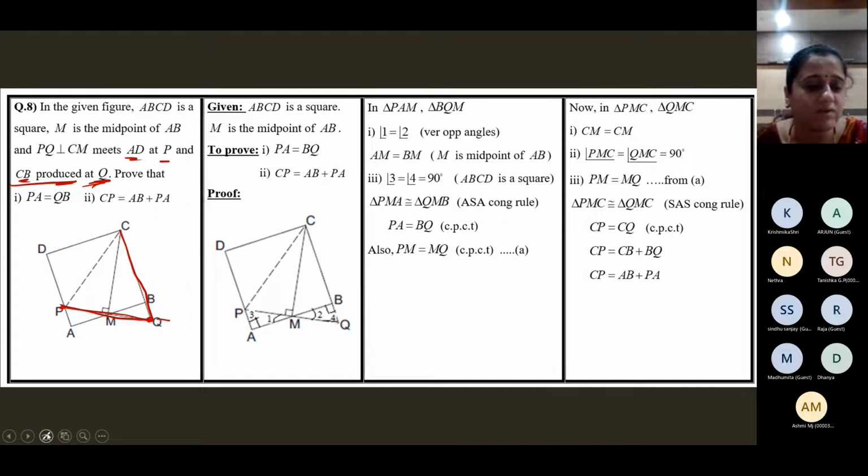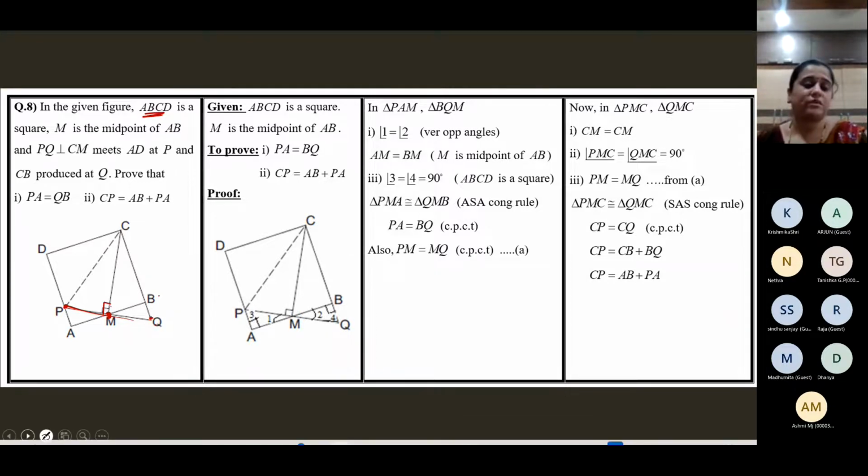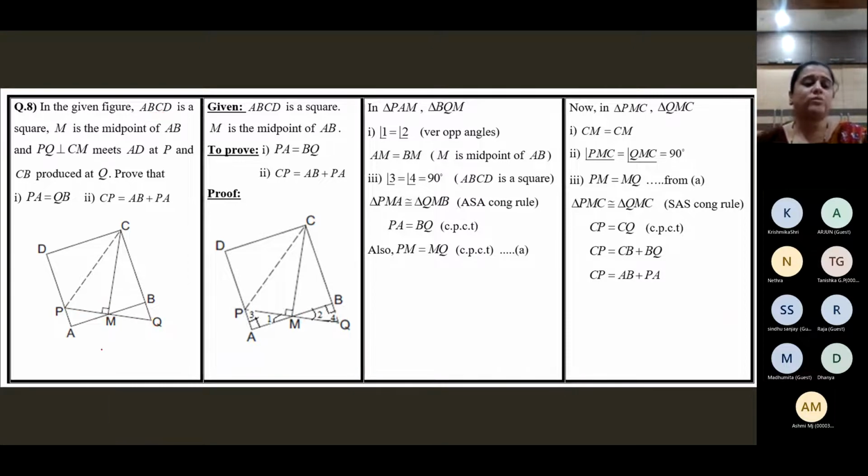Okay, so given this, what are we given? ABCD is a square. M is the midpoint of AB. So next time when you see this figure, you should know the given information. ABCD is a square, M is the midpoint of AB, and immediately your mind should tell you that M is not given to be the midpoint of PQ. Then, the line segments PQ and CM are perpendicular to each other. This line segment meets AD at P, but it does not meet CB. It meets CB produced at Q. With all this, we need to prove that PA is equal to QB.